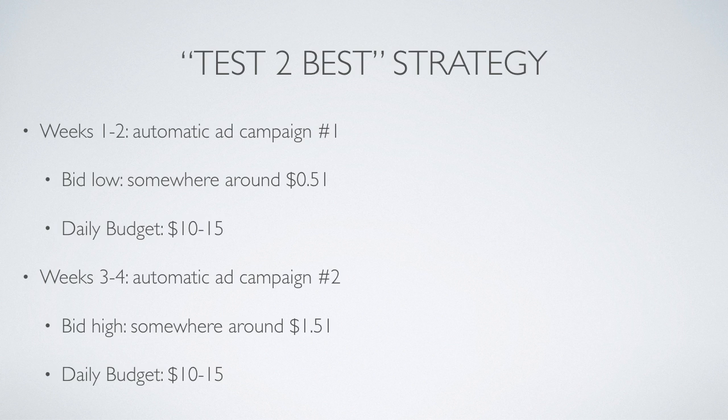So again, for the first 2 weeks when you set your automatic ad campaign up, you're going to bid low, which is somewhere around 50 cents. And then when you are done with the first 2 weeks, you're going to do a second automatic ad campaign. You're going to stop the first one and start a second one, and you're going to bid high on this one. The daily budget is going to remain the same, but your click bid is going to be somewhere around $1.50.